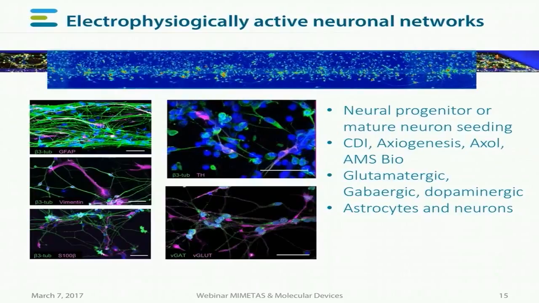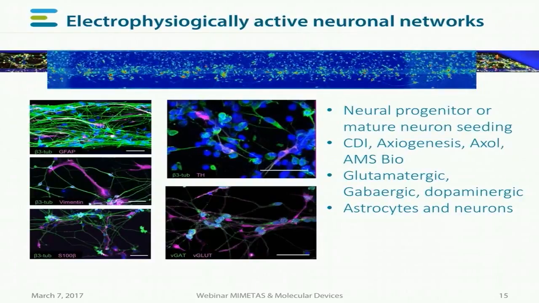We can either use neuroprogenitor cells, or we can seed mature neurons in these plates. For neuroprogenitors, it takes anything between 6 to 8 weeks in order to differentiate into fully mature neurons. We use a range of different sources for these cells, for example from Cellular Dynamics, Exogenesis, Axol, and Amos Bio. And we can seed glutamatergic, GABAergic, or dopaminergic neurons. And we often co-culture them with astrocytes and other accessory cells.